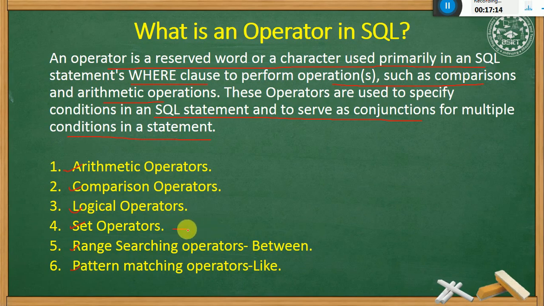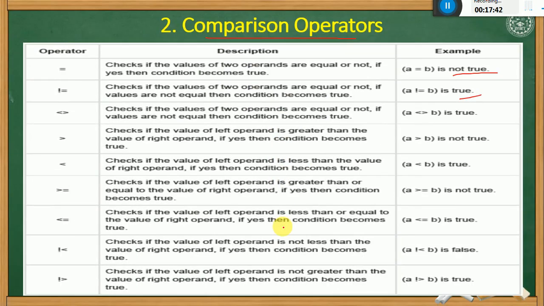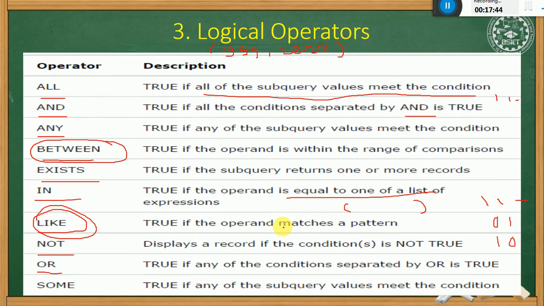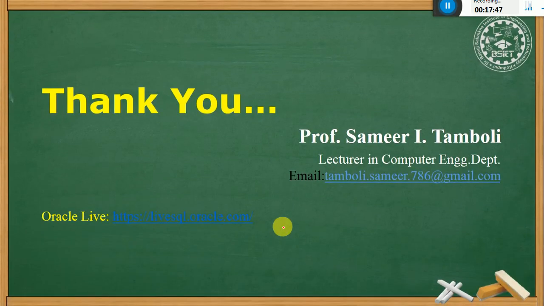Set operators we have not discussed in this video lecture; they are union, intersection, union all, intersection all. Between we have already discussed. So one type of operators in SQL remains, that is the set operators. In the next video lecture we are going to discuss all these operators with proper examples. This is an introductory video on operators and their use. In the next video lecture we are going to discuss set operators and all the operators in detail using examples.